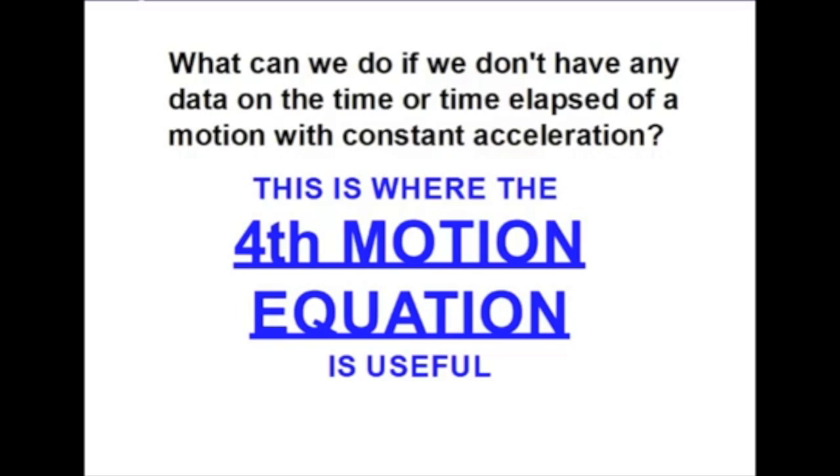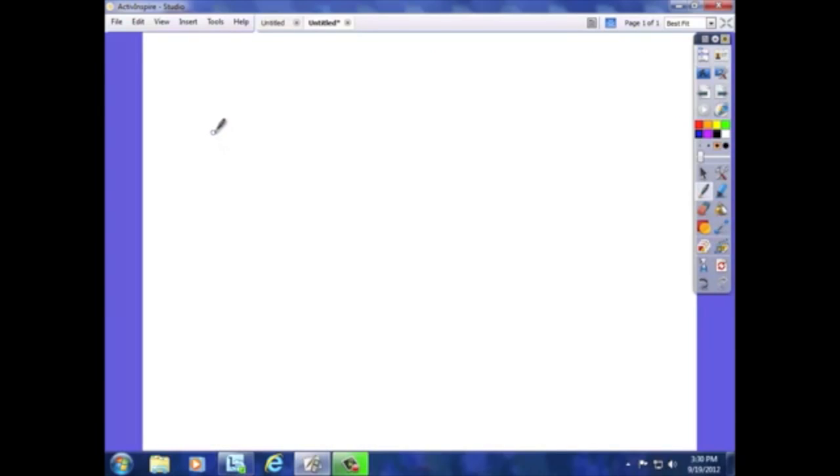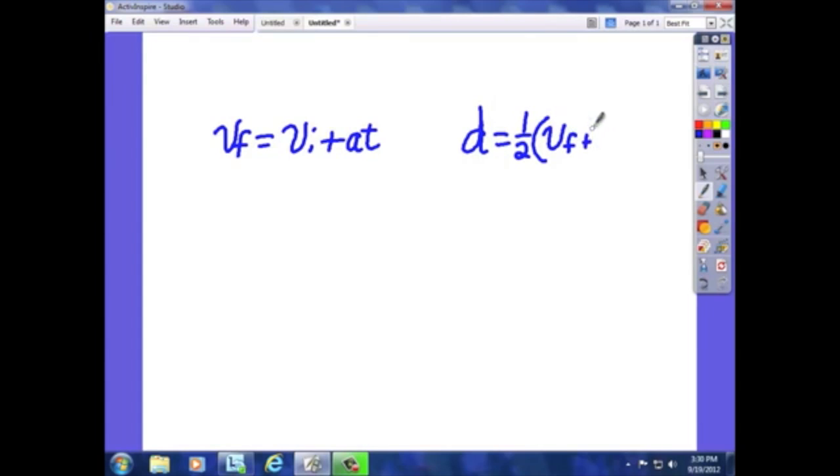Again, we're going to start with the first motion equation: V final equals V initial plus acceleration times time. And the second motion equation, that the displacement is the actual true average between the final and the initial velocity times the time, because this is the average velocity. We are now going to take a look at trying to get rid of our time.